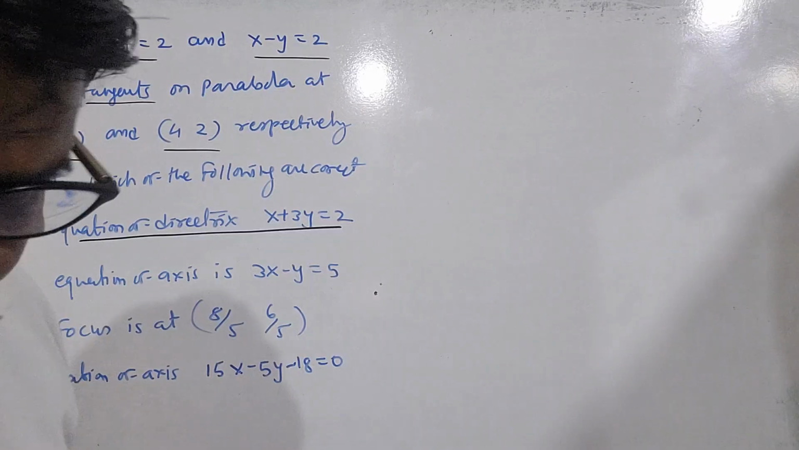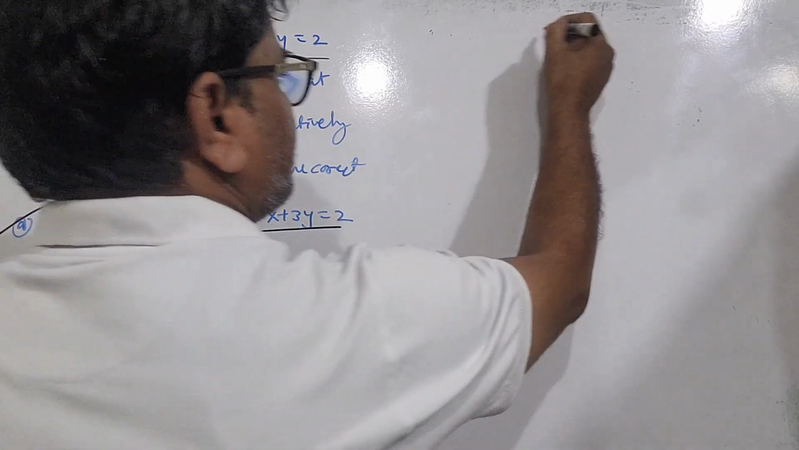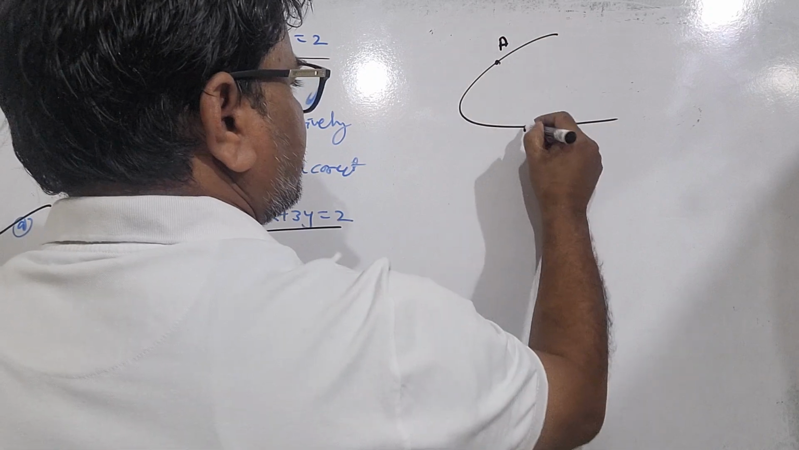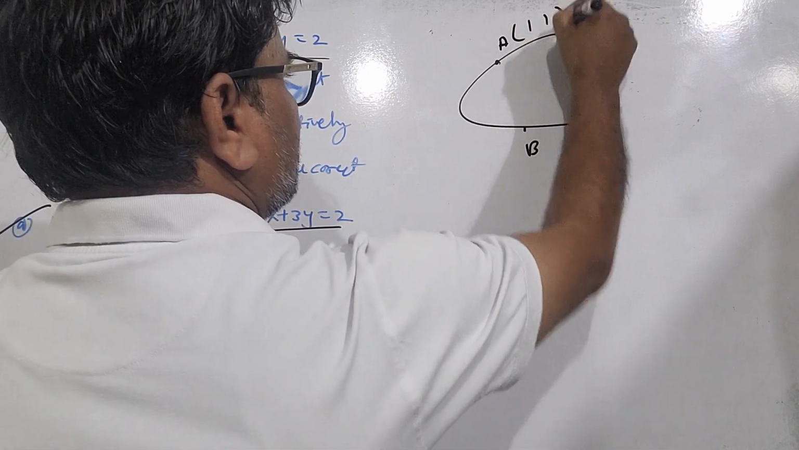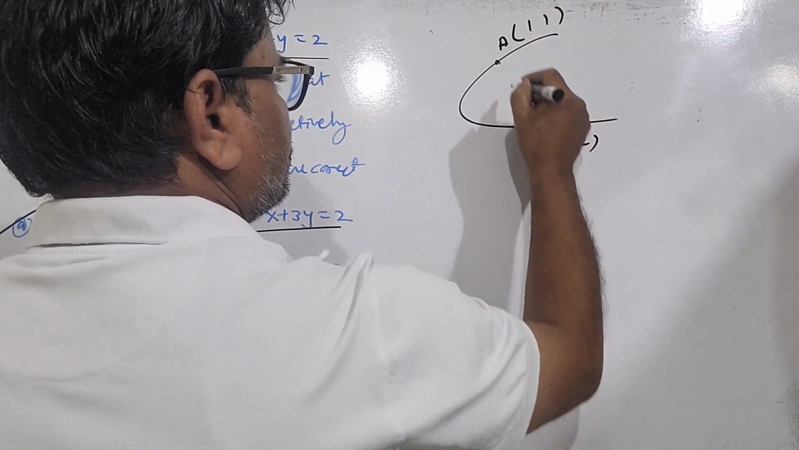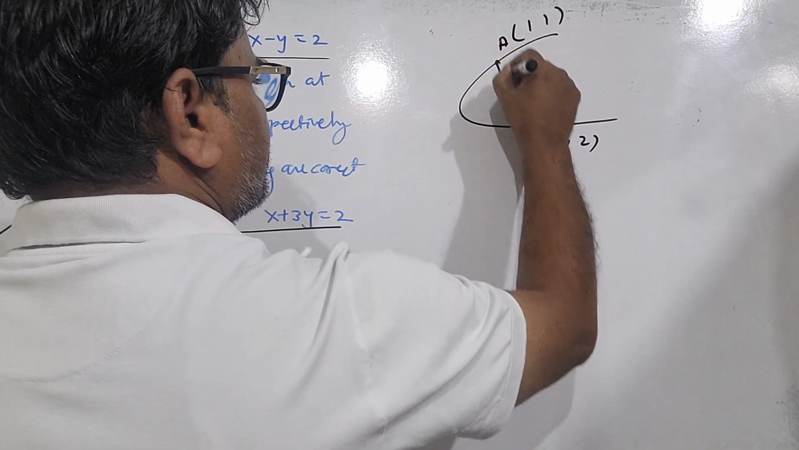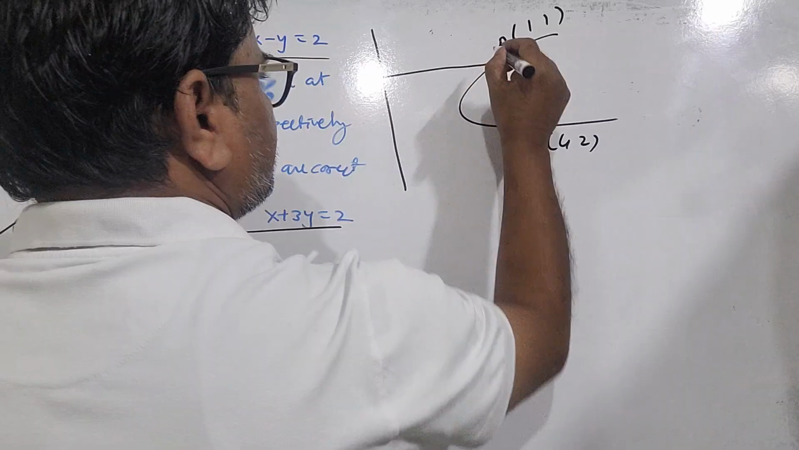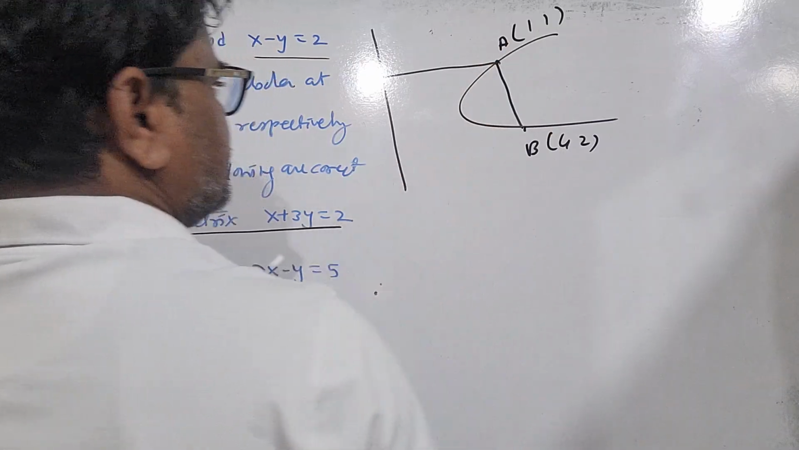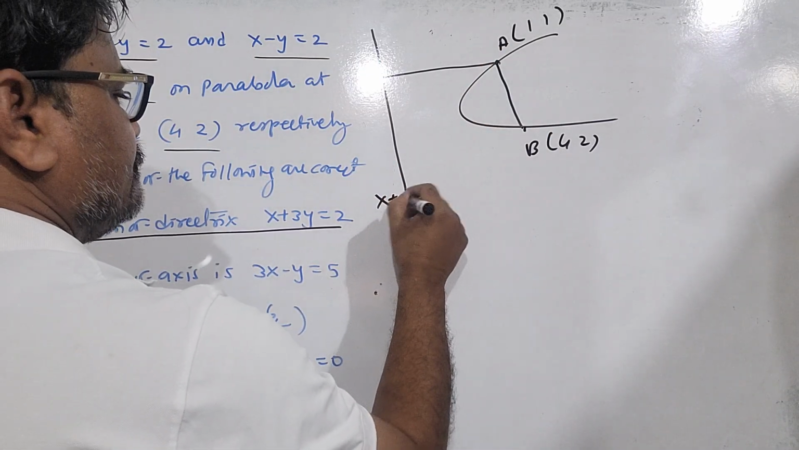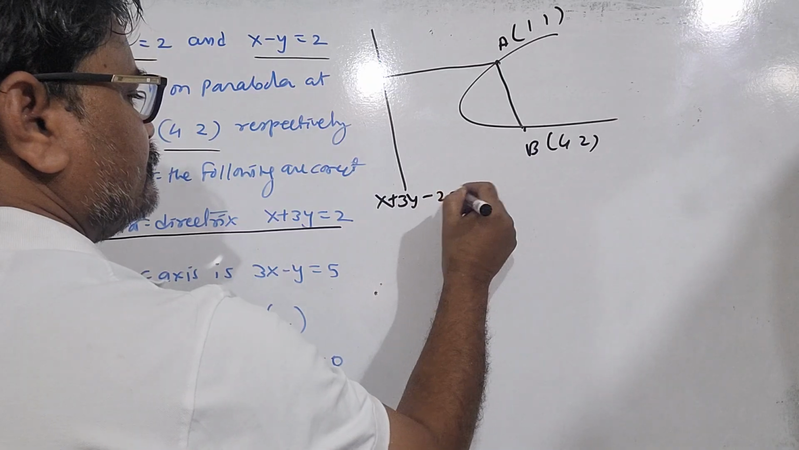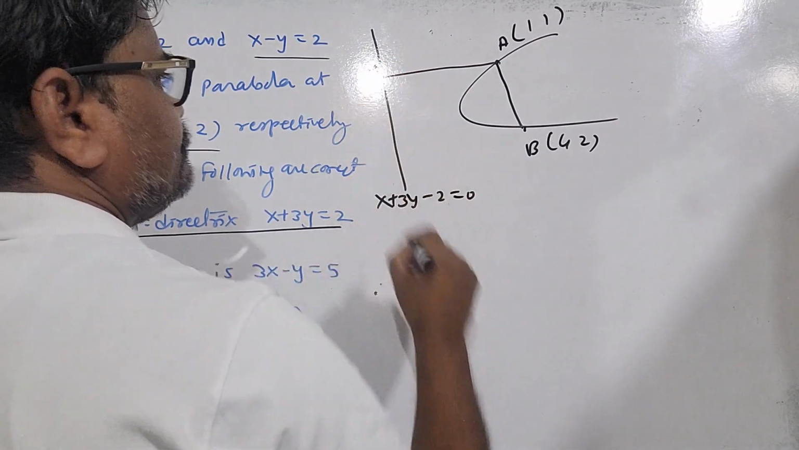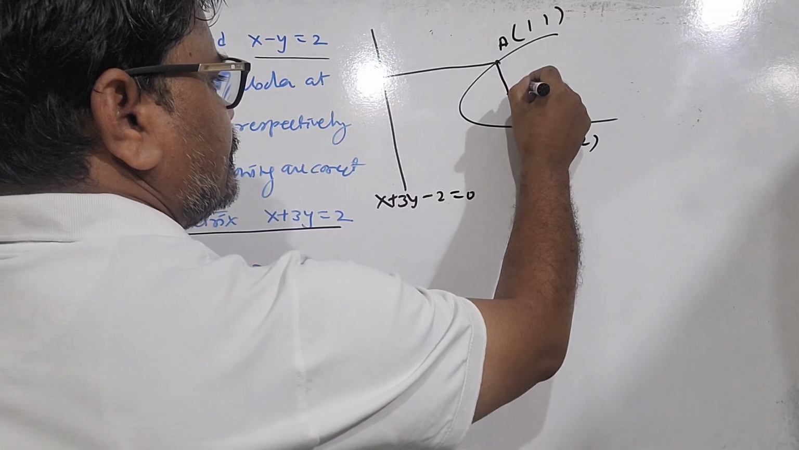See, you have it like this. Okay, this is A, this is B. A is 1 comma 1, B is 4 comma 2. Now this is your directrix. So this point's distance from the directrix. The directrix is x plus 3y minus 2 equal to 0. So this is suppose AM, and this is your S.